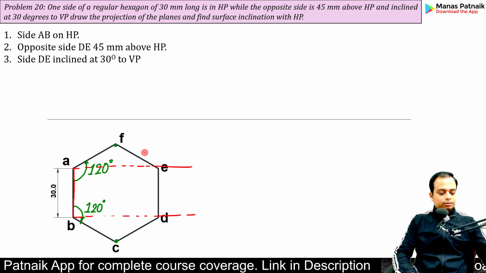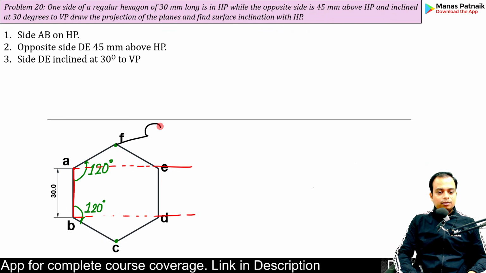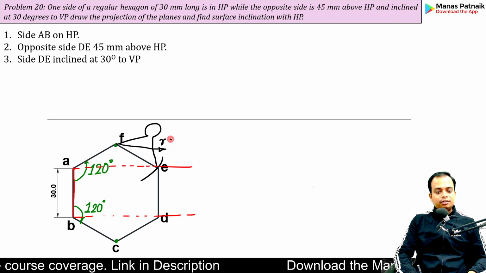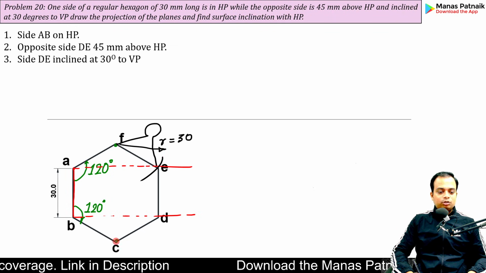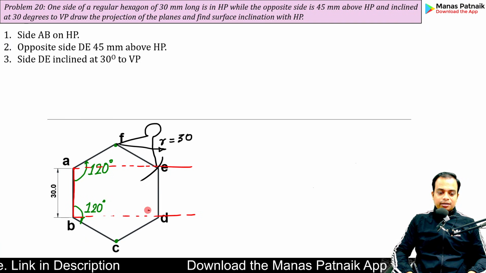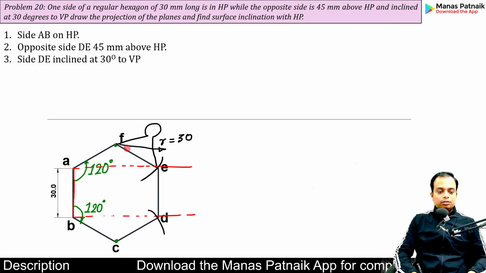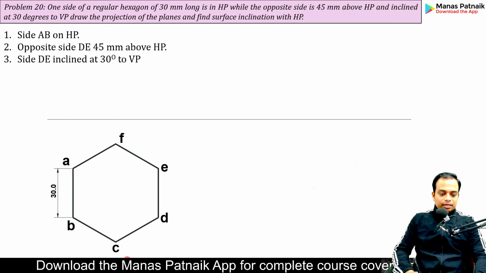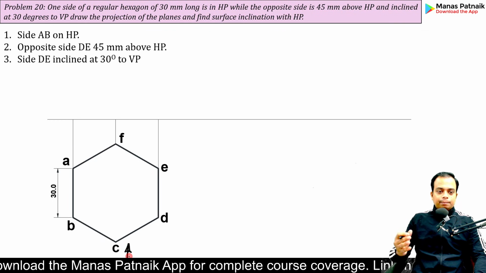Now keep your compass at F, and you need to cut an arc. This arc is going to have a radius equal to 30 millimeters. The same has to be repeated with C as the center. Cut an arc. Once you get these 2 points, join all the points in sequence. That's your hexagon. Now let us take a look at it from the front.